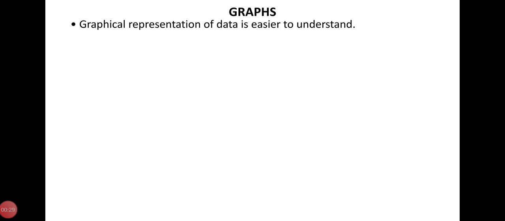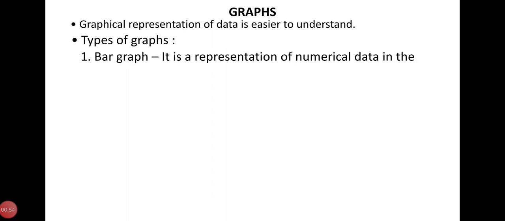So, graphs have been introduced because when we see or draw graphs, we understand what the data given is. Therefore, graphical representation of data is easier to understand. Now, in our previous levels, we have learned different types of graphs. The types of graphs are: first, the bar graph.